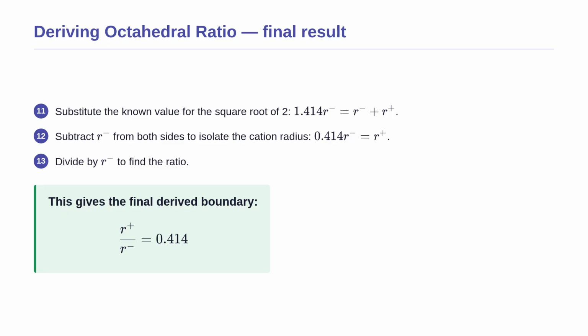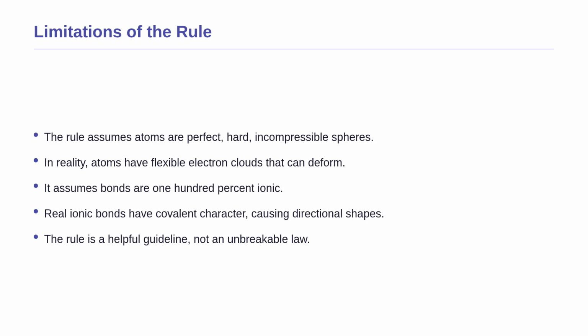Now for the final steps. The square root of 2 is a known mathematical constant, approximately equal to 1.414. We substitute this value into our equation. Next, we subtract 1r minus from both sides, which isolates the cation radius on the right side, leaving 0.414r minus. Finally, we divide both sides by the anion radius. This proves that for a cation to perfectly fit an octahedral void, the radius ratio must be exactly 0.414. So, we have proven that this geometric boundary holds.